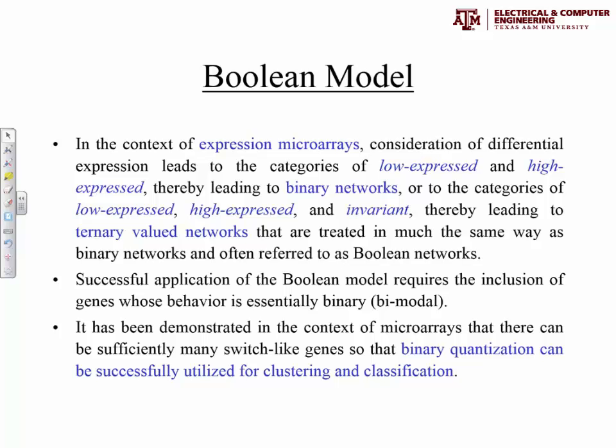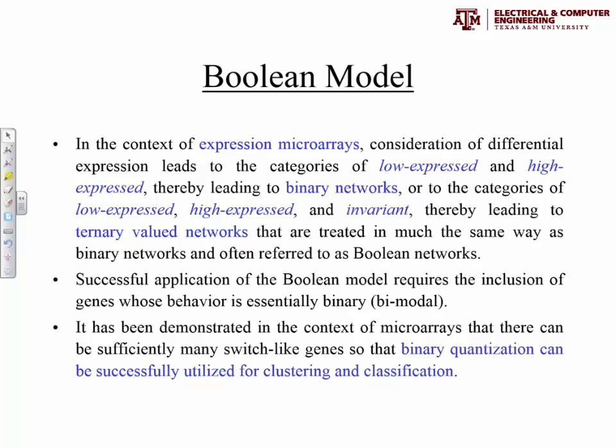Now, we have already done some analysis of gene expression microarrays. You remember the ratio analysis? We did red over green. We said that there were 3 possibilities: red over green is almost the same, or red over green is significantly higher than 1, or significantly smaller than 1. So there were 3 possible states, so there could be ternary quantization. In the context of expression microarrays, consideration of differential expression leads to the categories of low expressed and high expressed. If you say low expressed and high expressed, then you will get what are called binary networks.